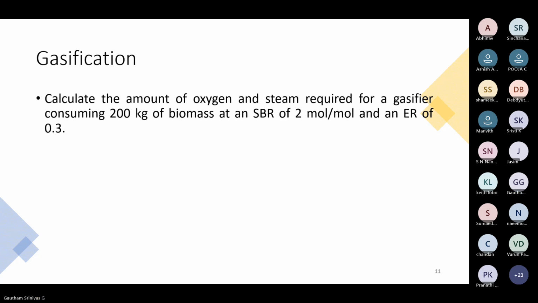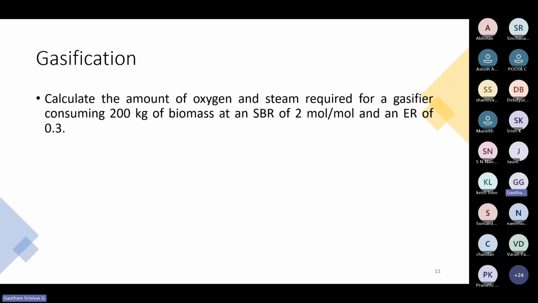Now, the question asked here is: calculate the amount of oxygen and steam required for a gasifier consuming 200 kgs of biomass. I have given you SBR in terms of moles. So what does this mean? SBR, steam to biomass ratio. So 2 moles of steam for 1 mole of biomass. That's what it means.